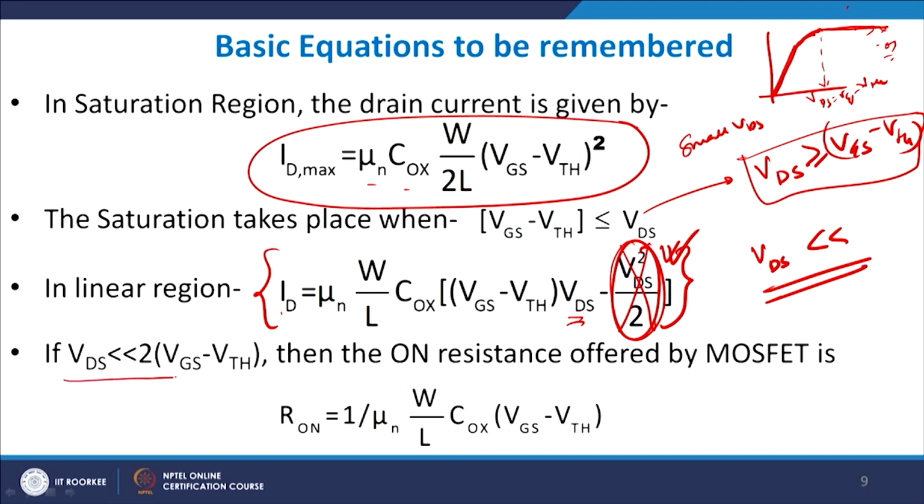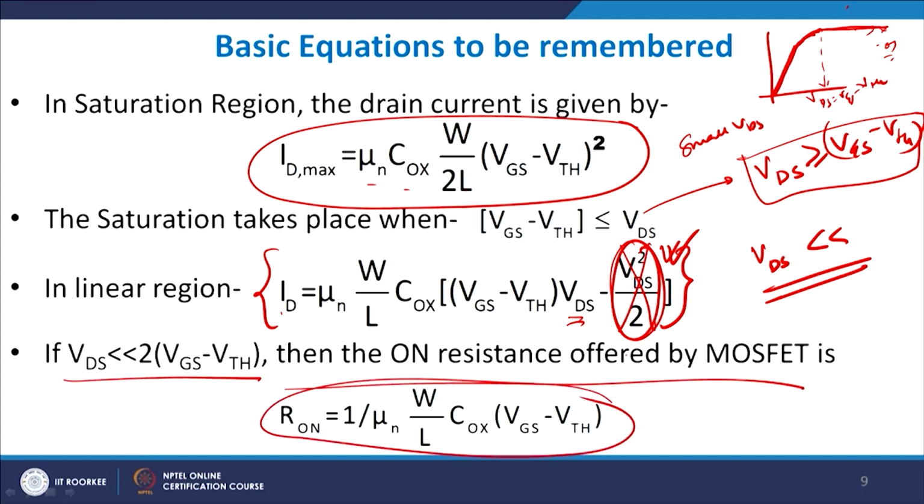When VDS is much smaller than 2 times (VGS minus VTH), the on resistance offered by the device is given by this formula: R on equals 1 by mu n W by L C ox (VGS minus VTH), and this gives you a small R on in this case.